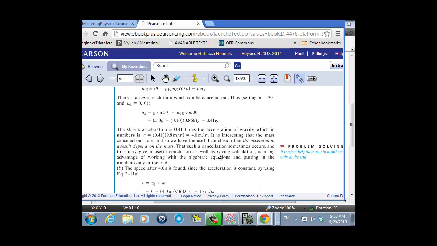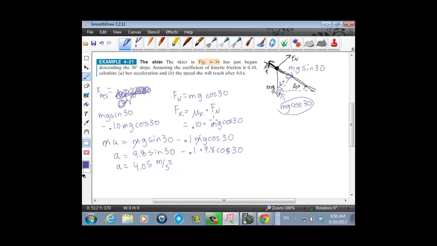So they have it in terms of g. Okay, so now let's find the speed she will reach after 4 seconds. How do we do that? Multiply by 4. Yeah, because we know that final velocity equals initial velocity plus acceleration times time. So our final velocity will equal 0 plus our acceleration, 4.05, times our time. So our final velocity equals 16 meters per second.